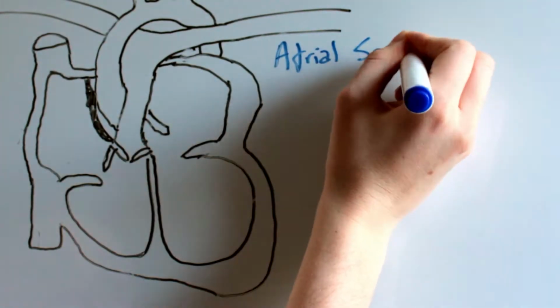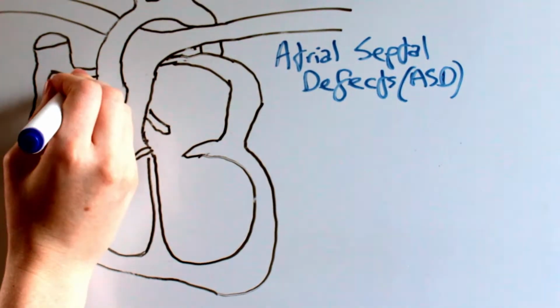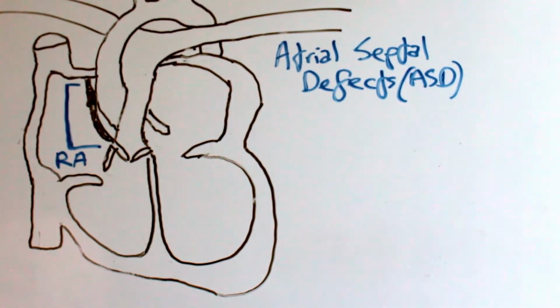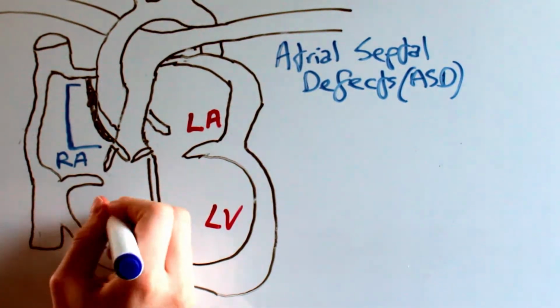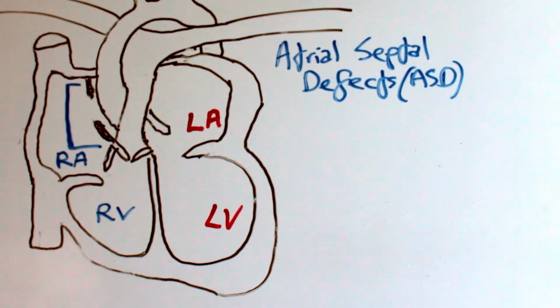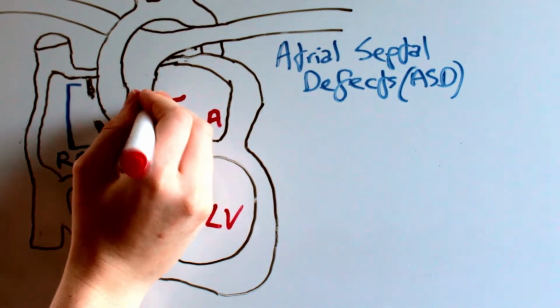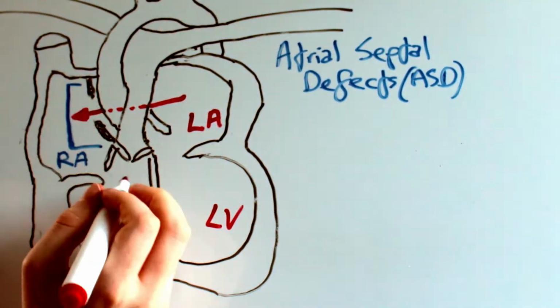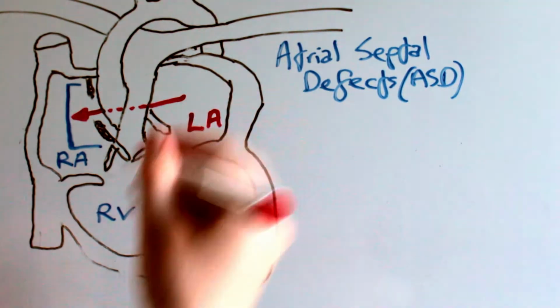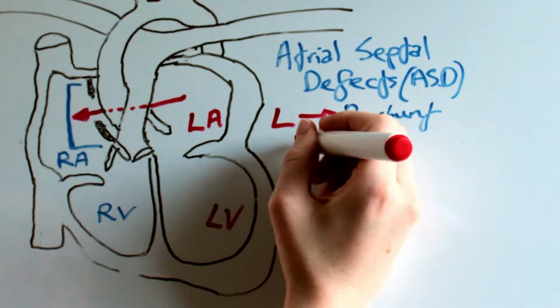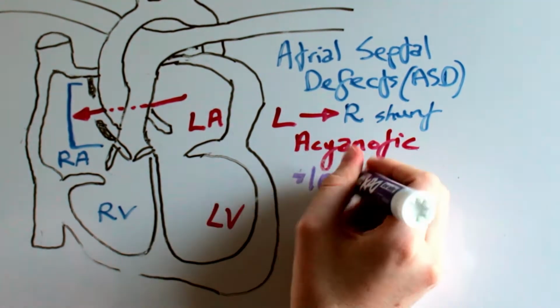So today we're looking at atrial septal defects. This is where we have a hole in the interatrial septum after birth. So there's a communication between the right atrium and the left atrium here. As you can see, the defect allows oxygenated red blood from the left atrium to move through to the right side. This is a left to right shunt and we call it an acyanotic defect.